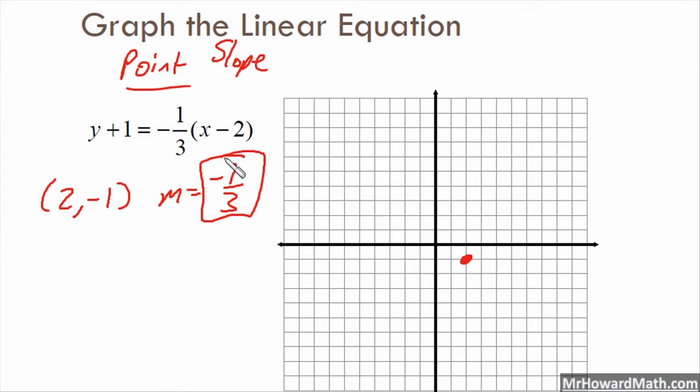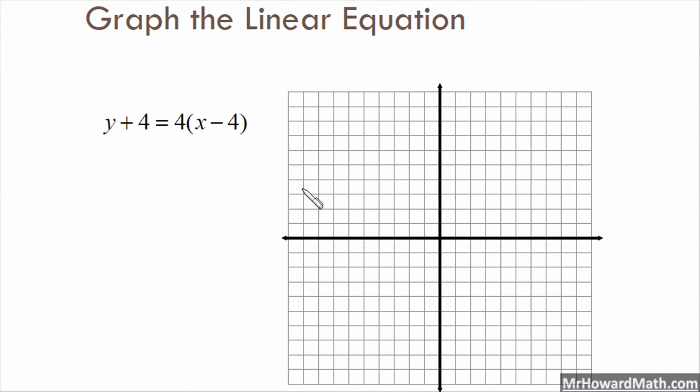Okay, so graph the point, 2, -1 right here. My slope is -1/3, so that's down 1 over 3. Down 1 over 3. That's good enough. Graph that in there. And there's the second line graphed.